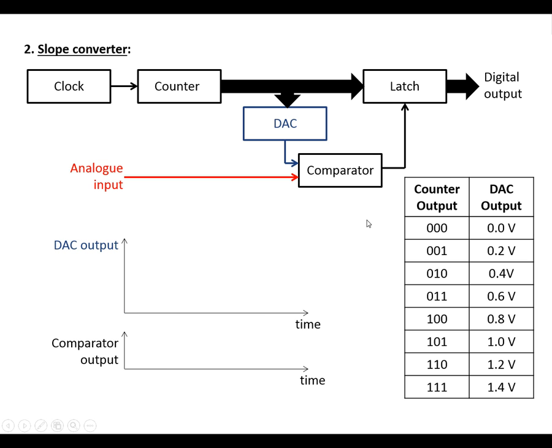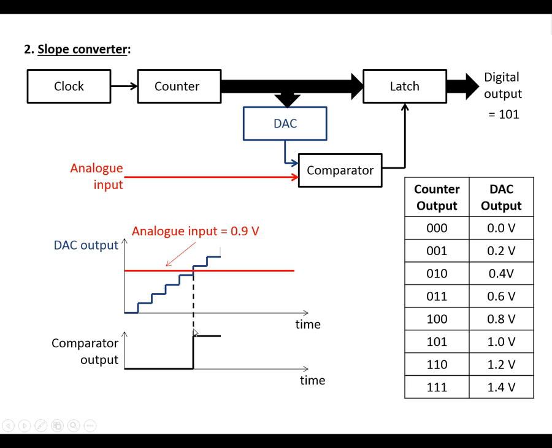We can change the resolution of this. So changing the resolution of the DAC, this time to 0.2 volt steps, and we're going to change the input to 0.9 volts. So what should happen when the DAC output goes above 0.9 volts, and that happens when the digital output is 101, which gives 1 volt from the DAC, it's going to latch it. So it's going to count up 0.2, 0.4, 0.6, 0.8, 1.0 volts, and it has latched 101 at the output there.